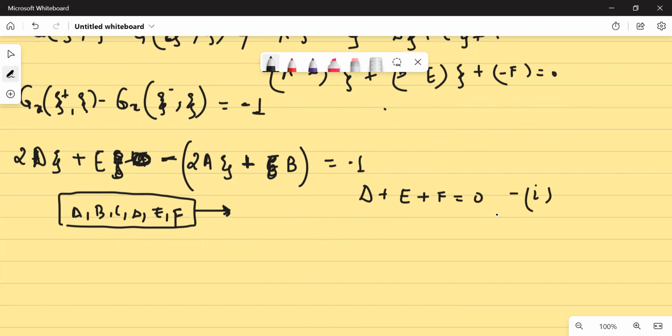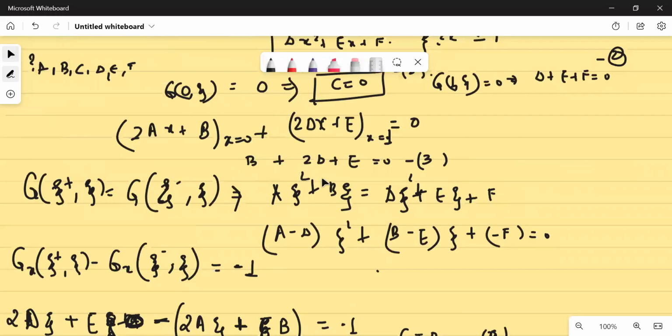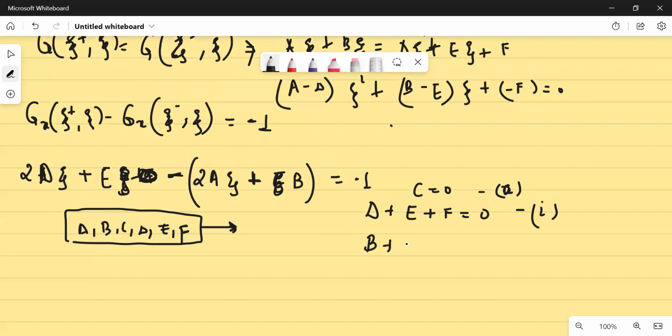Then I think equation number 2 was c equal to 0. This is equation number, I think, 0 itself. And then you have another equation because of another boundary condition, which suggested that d plus 2d plus e must be 0. So your d plus 2d plus e must be 0. This is your condition number 2.